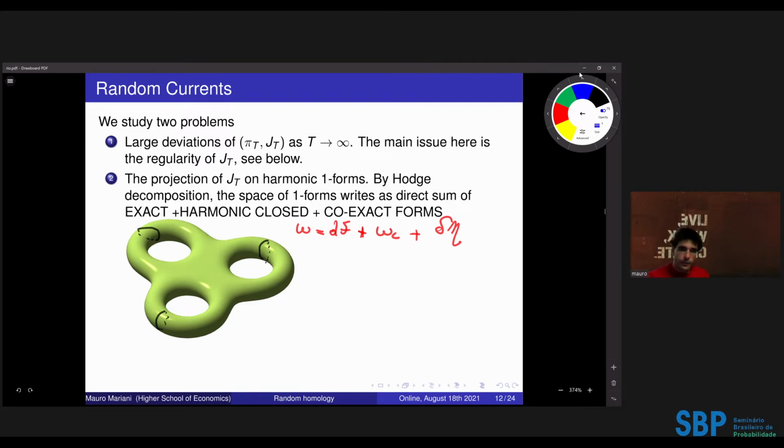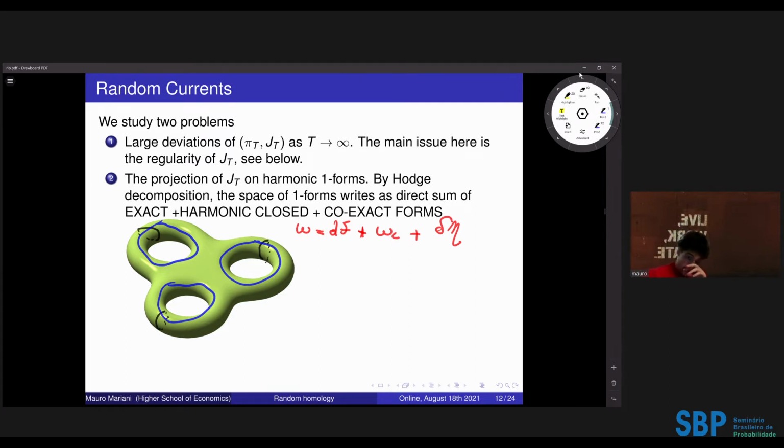Maybe I can change color just for clarity. Then there is this curve, and this curve. So in dimension 2, if I have g holes, I have 2g such curves. So here I have exactly 6 with 3 holes.